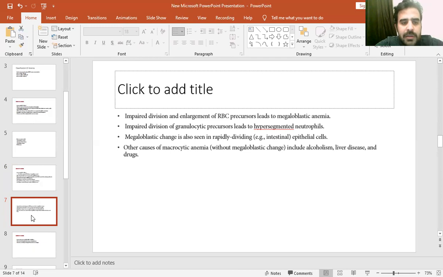There are some other causes of macrocytic anemia in which there is an increased MCV, but without the megaloblastic changes. It includes alcoholism, liver diseases, and some drugs, thyroid drugs.